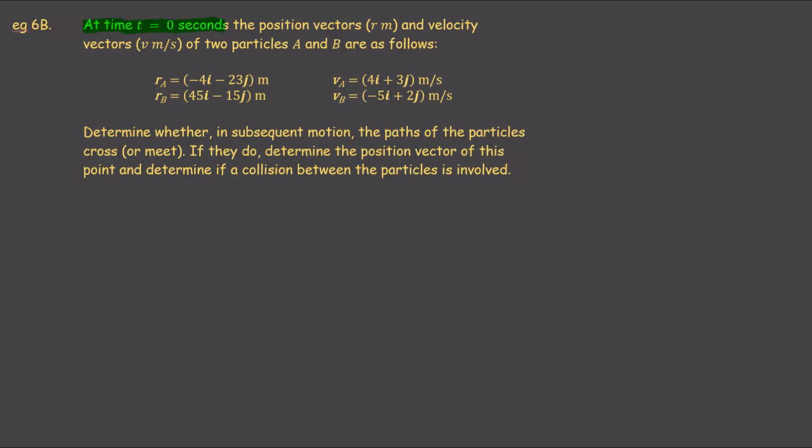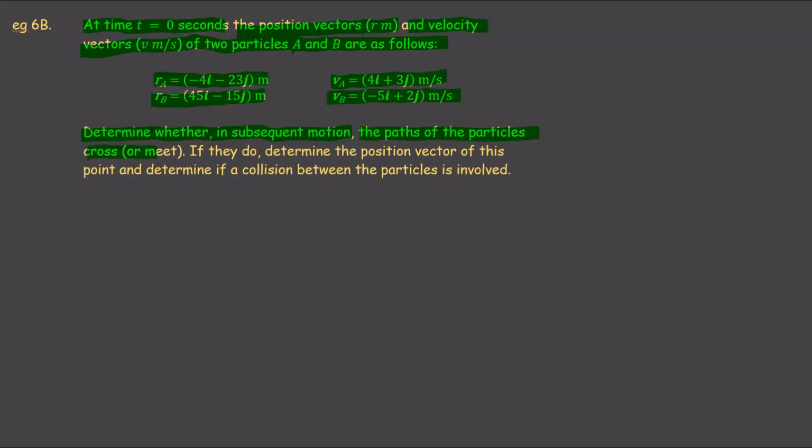At time t equals 0 seconds, the position vectors r meters and velocity vectors v meters per second of two particles A and B are as follows. Ra is negative 4i minus 23j, Va is 4i plus 3j, Rb is 45i minus 15j, Vb is negative 5i plus 2j. Determine whether, in subsequent motion, the paths of the particles cross or meet. If they do, determine the position vector of this point and determine if a collision between the particles is involved.